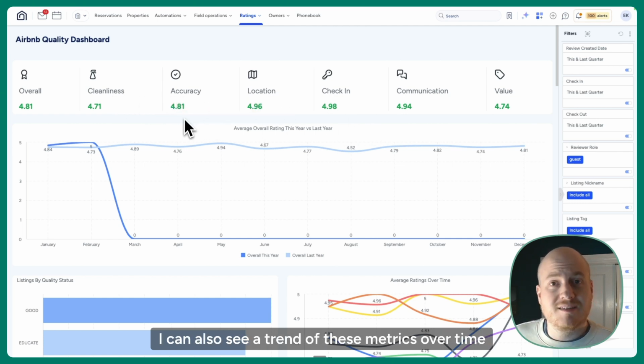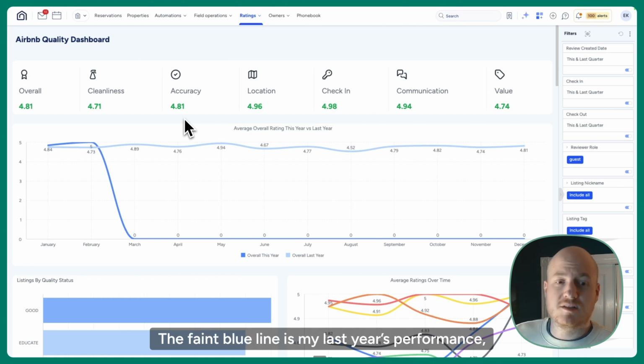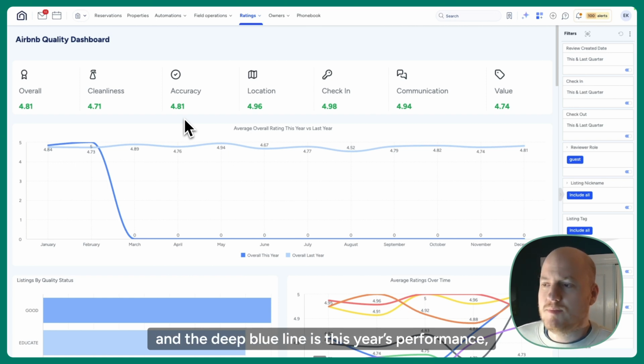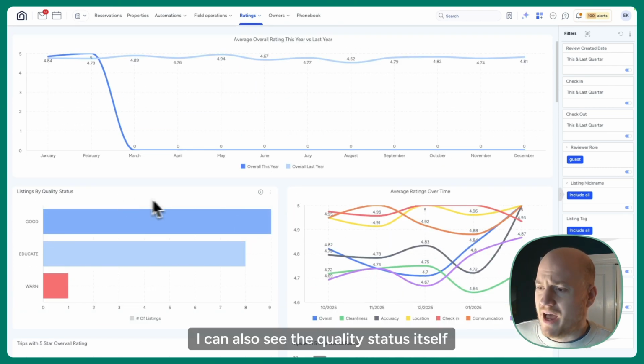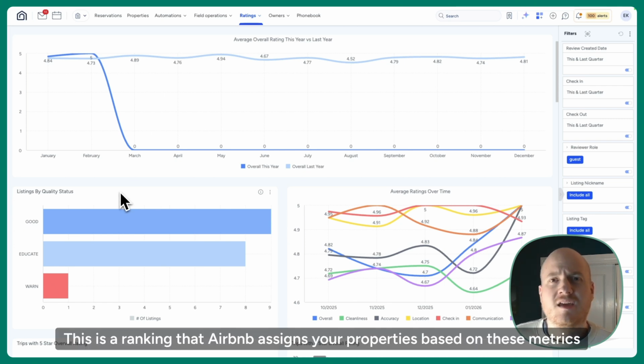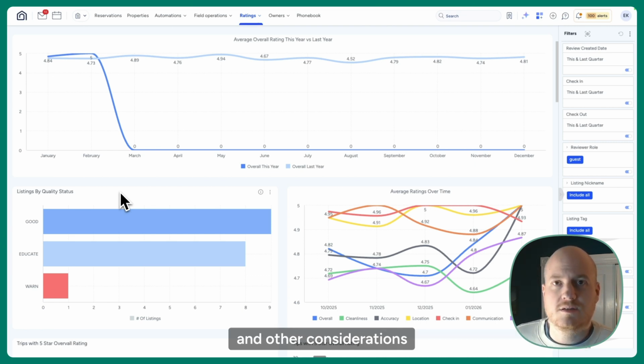I can also see a trend of these metrics over time. The faint blue line is my last year performance, and the deep blue line is this year's performance, and I can see my trend and compare it over time. I can also see the quality status itself. This is a ranking that Airbnb assigns your properties based on these metrics and other considerations.